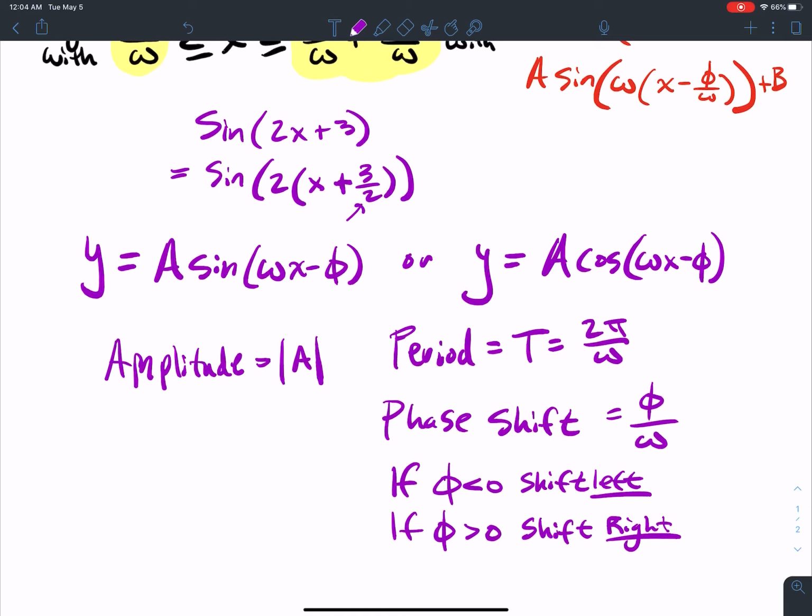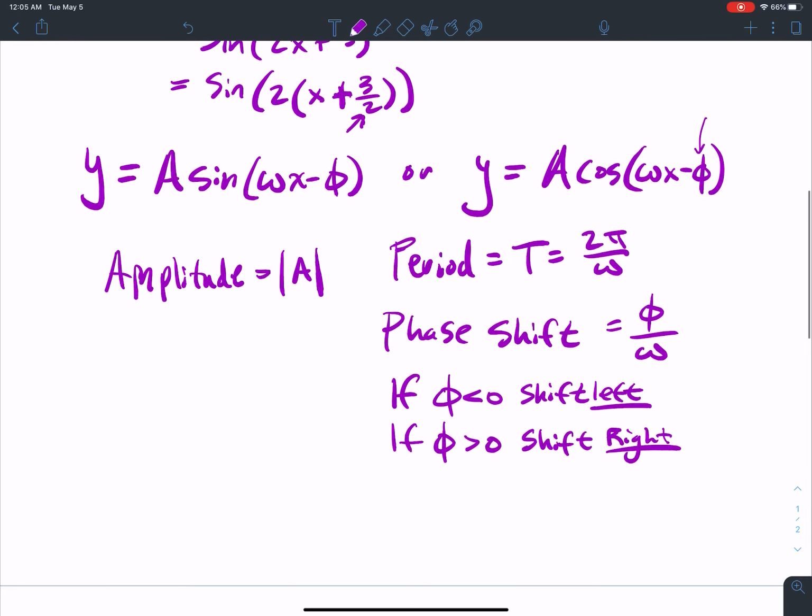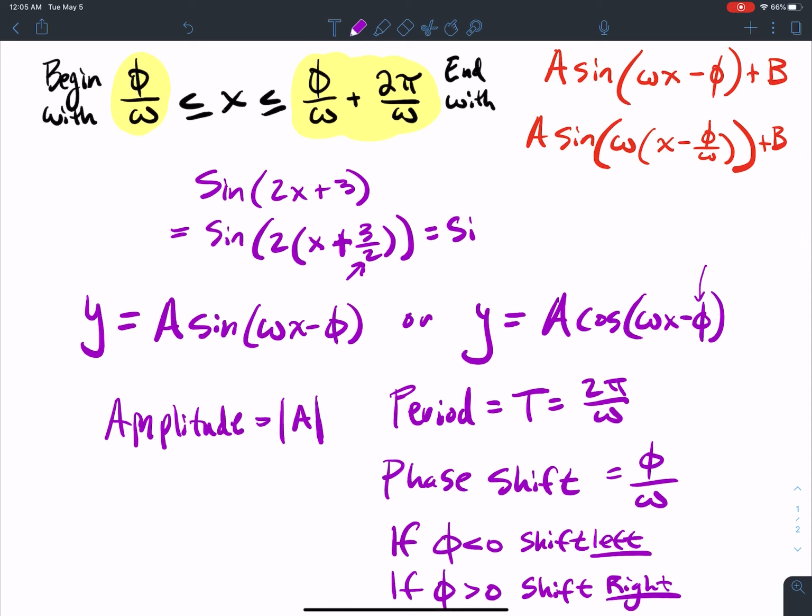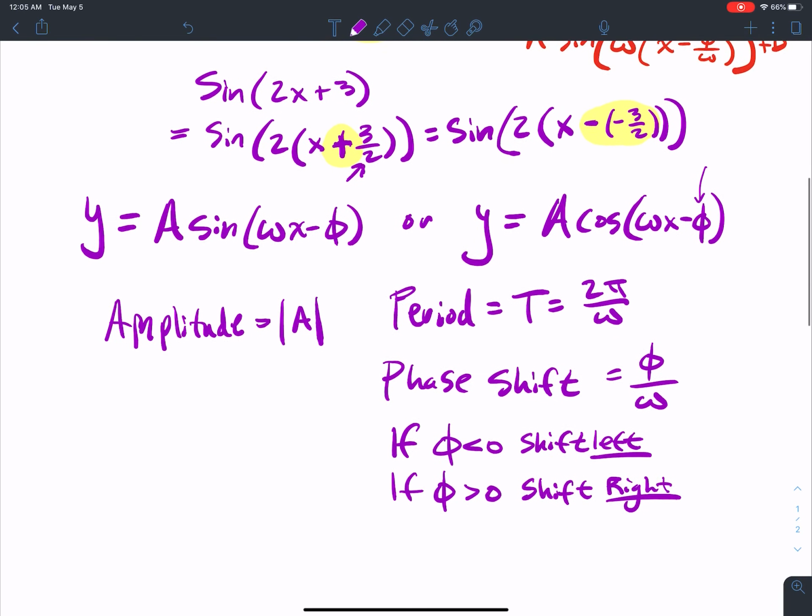All right, so you've got to be careful here, because like this one, you might say, well, look, phi was positive. But really, what does your formula say? It says minus phi, right? So technically, this is like saying sine of 2 times parentheses x minus a negative 3 over 2. Remember that from college algebra? The way to add something is to subtract a negative. Okay, so technically your phi here is negative. That's why you're shifting to the left. Okay, so be careful on that. All right.